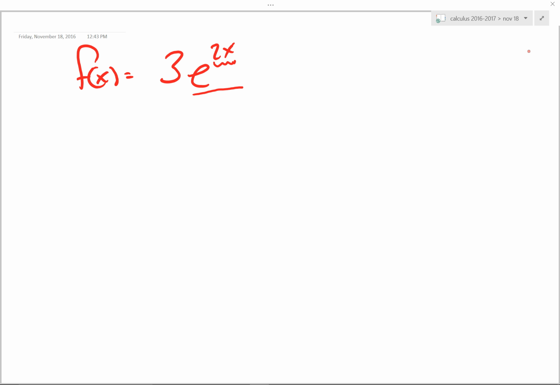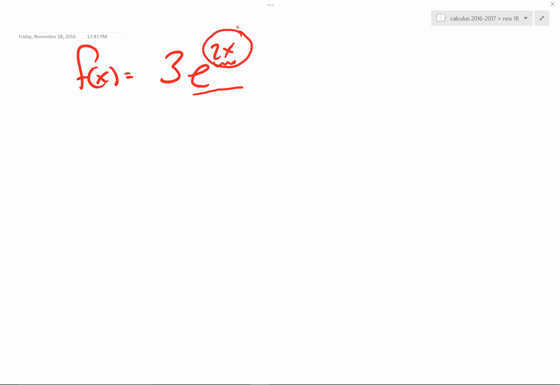If I told you what x is, what would you do first? You times it by 2. Hint, that's your inner function, and e to the x is your outer function, yes? All right. So f prime would be equal to 3 e to the 2x, because what's the derivative of e to the x? It's just e to the x. But what about the fact there's a 2x in there? Good. Leave it alone.